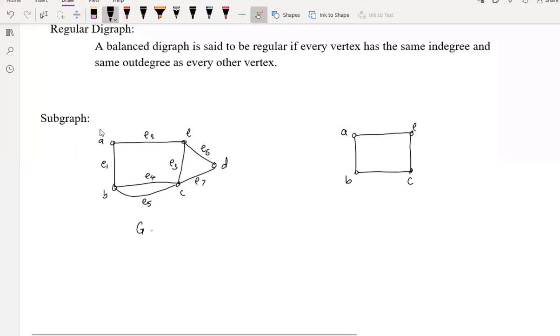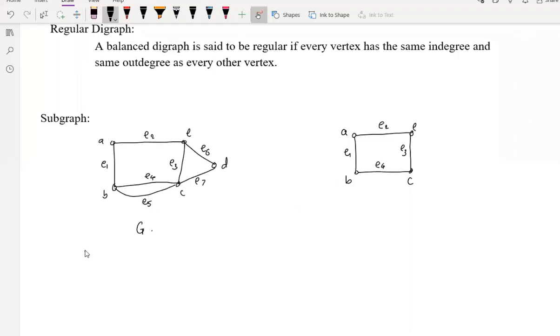मतलब क्या किया मैंने? I'll take this vertex. ये एक वर्टेक्स मैंने लिया A, B वर्टेक्स एक लिया, C वर्टेक्स एक लिया एंड E वर्टेक्स एक लिया यहाँ पे अलग से. I'll take these four vertices. Okay, and then I'll draw the edges between them. That means there is an edge E1 between the vertex A to B, then edge E2 between A to E, the edge E3 between E to C, and then edge E4 between B to C. Means what happened? I'll take some number of vertices and some number of edges of this given graph G.